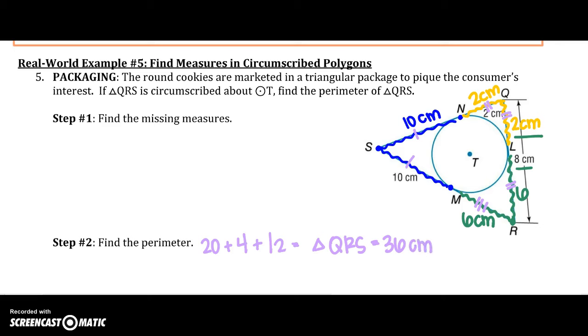Using that common tangent to a circle coming from that same point, you can have congruent sides.